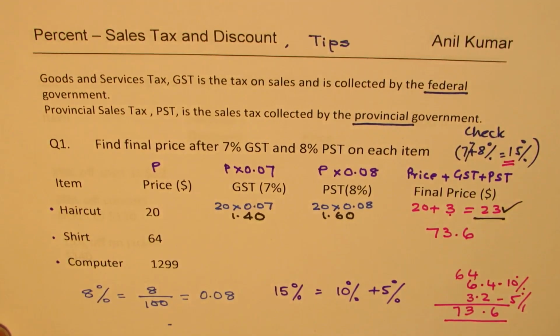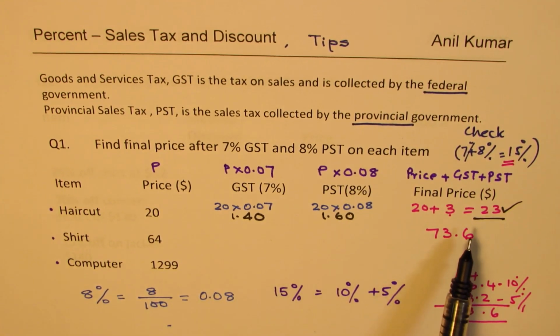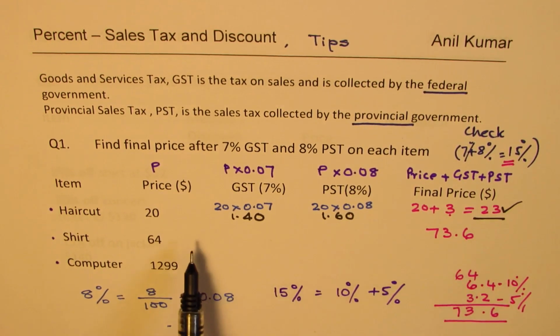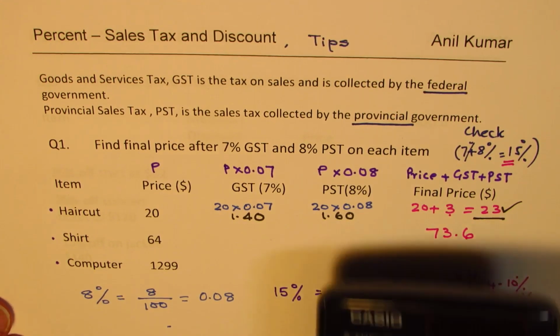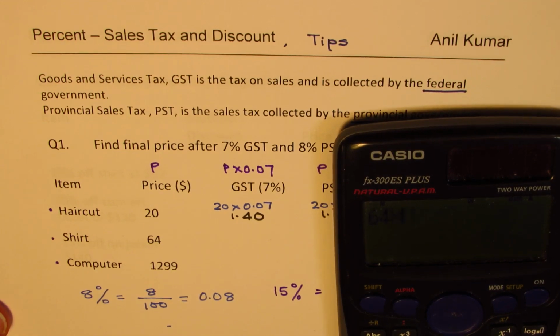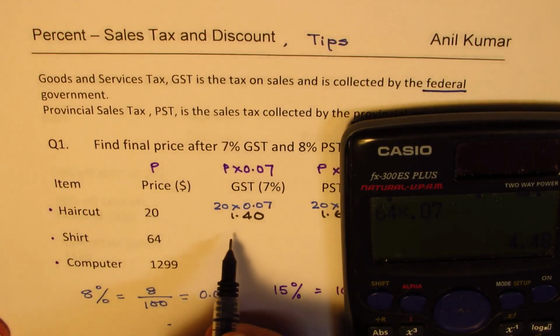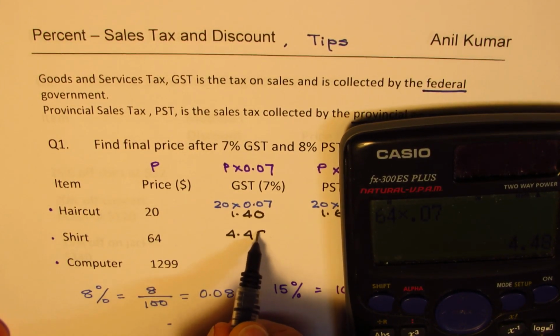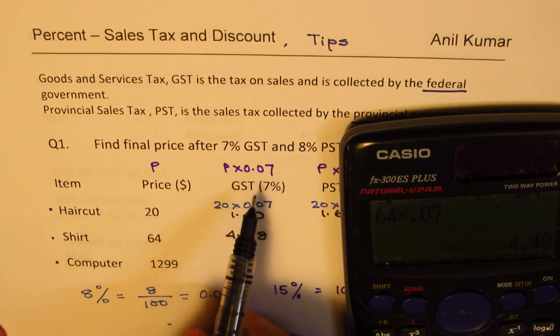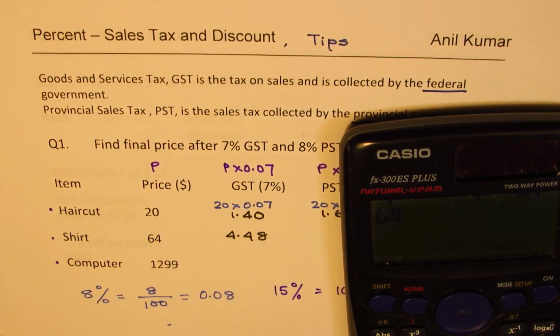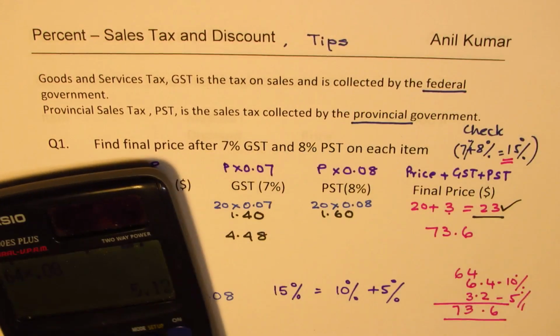So estimate of 15% is a very simple calculation. So when we begin with, it's a good idea to get an idea of what should be the result. Now let's do the second one, which is for the shirt costing $64. So on 64, we'll multiply by 0.07 and we'll get a decimal value of 4.48. So I'm not writing times 0.07. I've already written on the top, right? 64 times 0.08, which is 8% of 64, is 5.12.